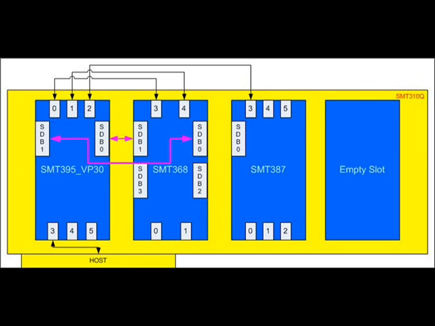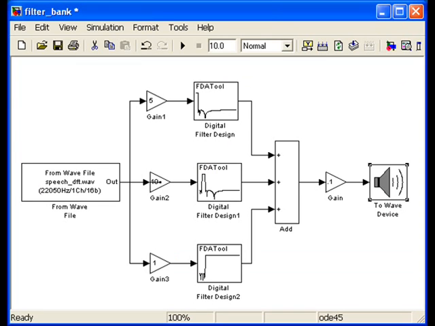Here is a block diagram of the hardware. The block diagram shows how the modules are connected to each other through the COM ports and Sundance Digital Bus, but for this demo we are only using the first module marked as SMT 395. Note that the last slot on the carrier card is empty and can be used for adding another module later.